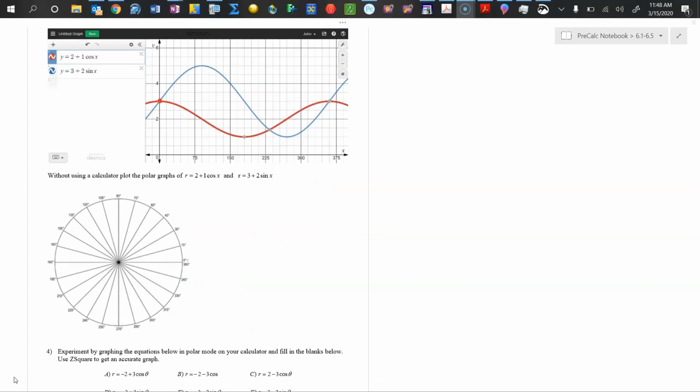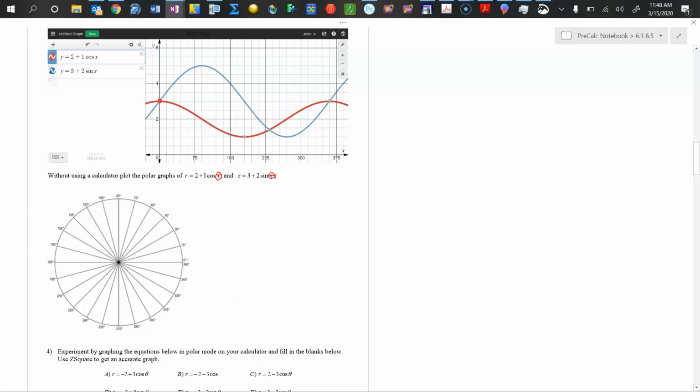For the last polar functions that we're going to graph, we're going to take a look at some examples that look very similar to the cardioids, except the absolute values of the coefficients, the constant coefficient and the coefficient in front of the sine or the cosine function, are not equal to each other. So let's start with our y equal 2 plus 1 cosine x and use that to help us graph r equal 2 plus 1 cosine of theta. Both of these angles should be theta down here.